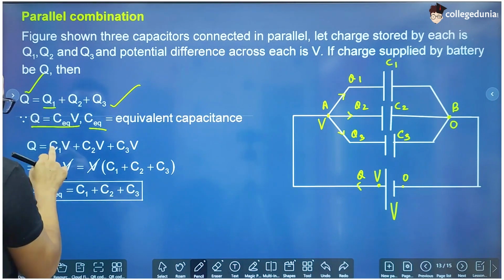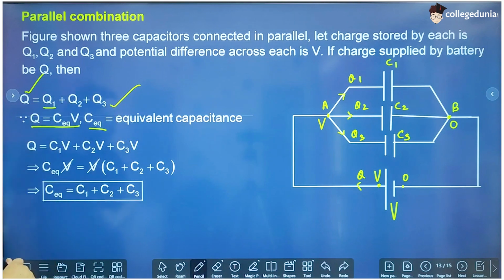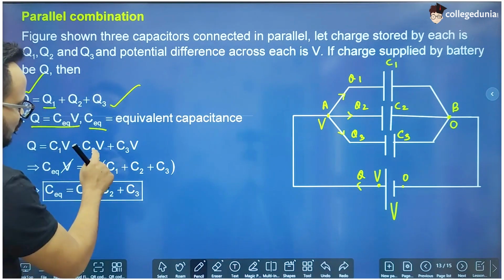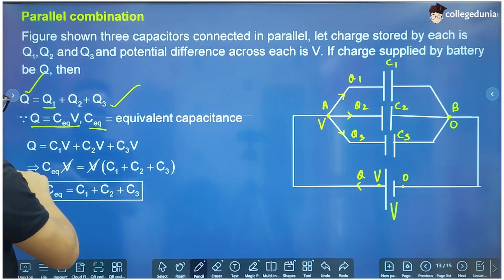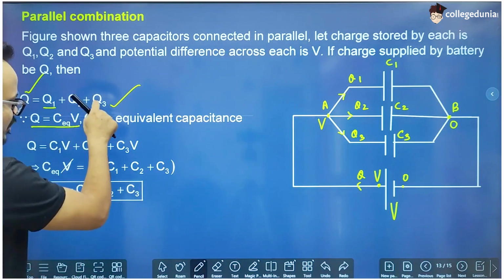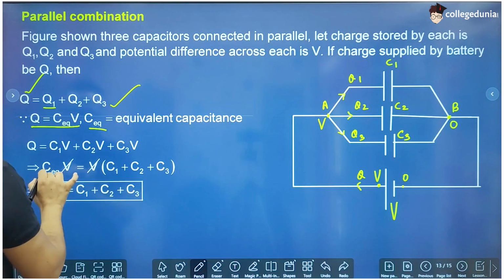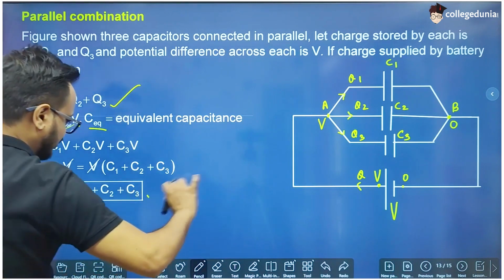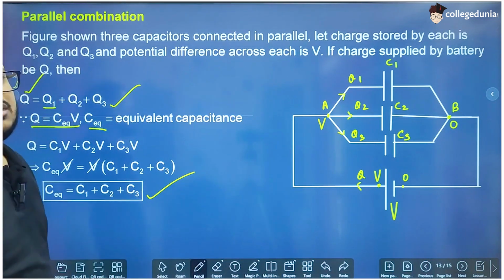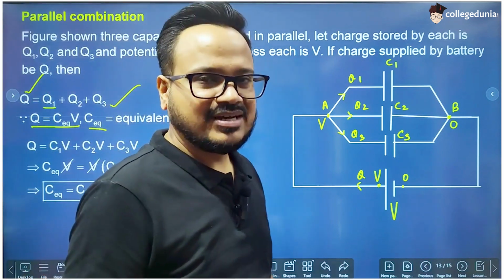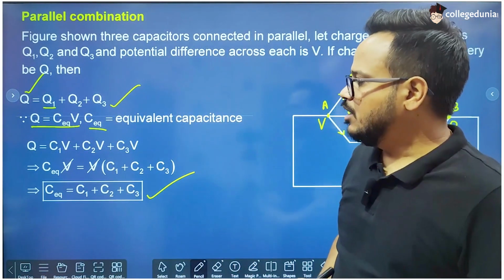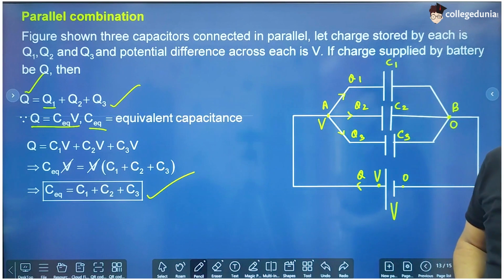In place of Q1, we will write C1 into V, because V is the same for every capacitor. In place of Q2, we will write C2 into V, and for Q3, we will write C3 into V. V is common, so V cancels with V. C equivalent is C1 plus C2 plus C3. Which is very simple. Capacity is simply added up when the capacitors are connected in parallel, right?